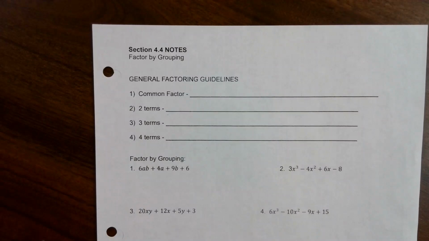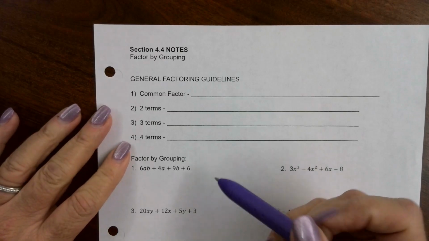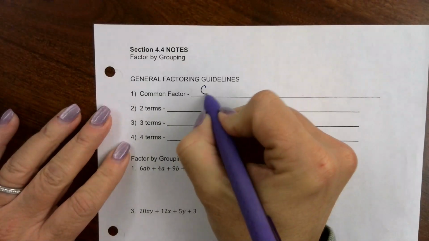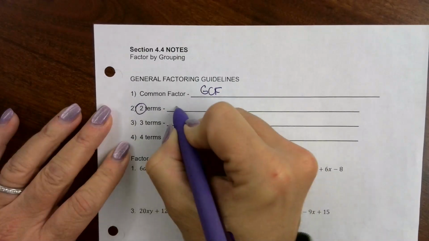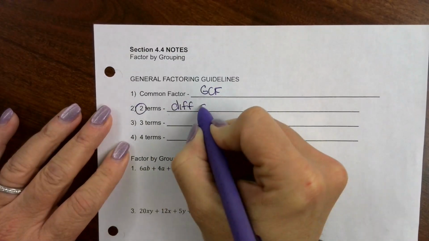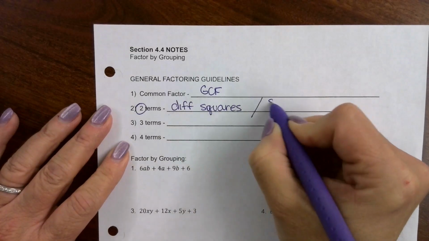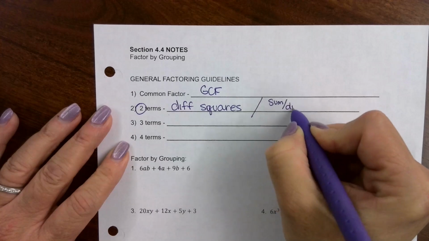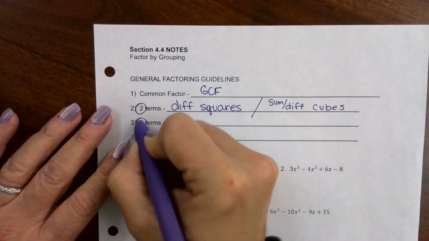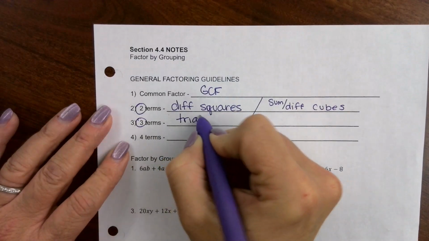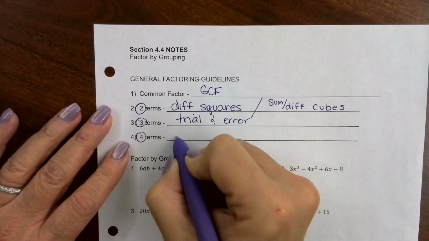All right, at this point, you know that your notes are always going to start with this. So just to review, first thing, you're always going to do GCF. Second thing, two terms: difference of squares and sum or difference of cubes. Three terms: trial and error. And four terms is grouping.